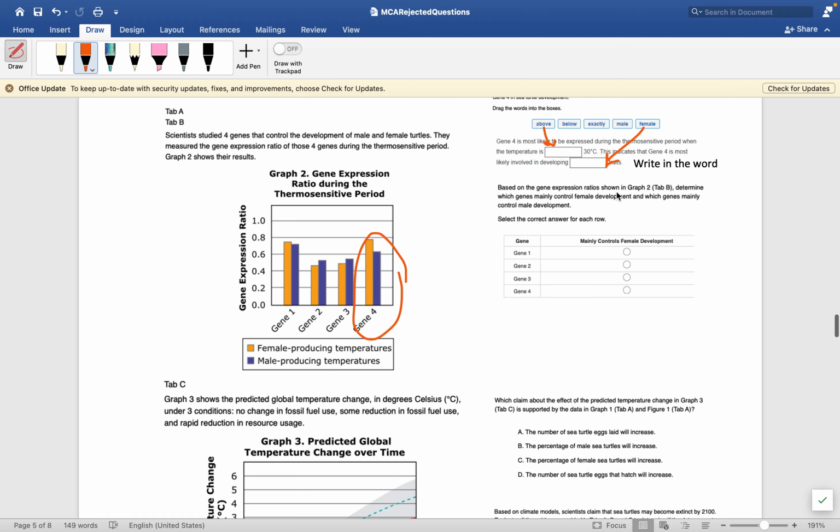Based on the gene expression ratios shown in graph 2, determine which genes mainly control female development and which genes mainly control male development. I think my table got cut off, so I just need you to circle which ones are female. We see the highest orange in gene 1 and gene 4, so you would shade in gene 1 and gene 4. And if there was a column over here for male, then it would be gene 2 and gene 3.